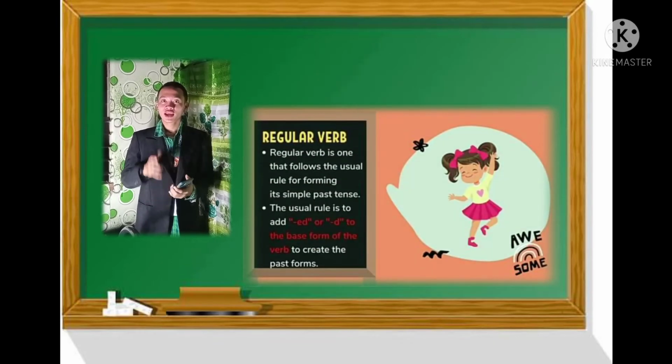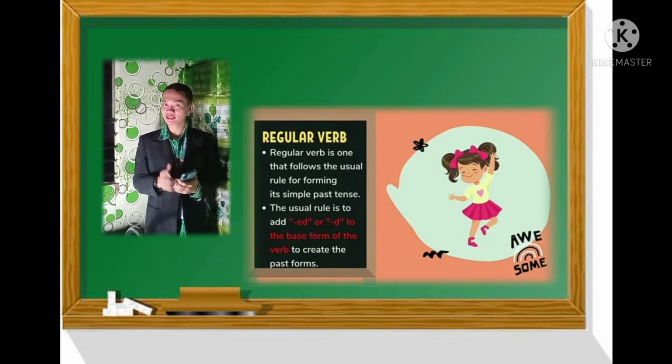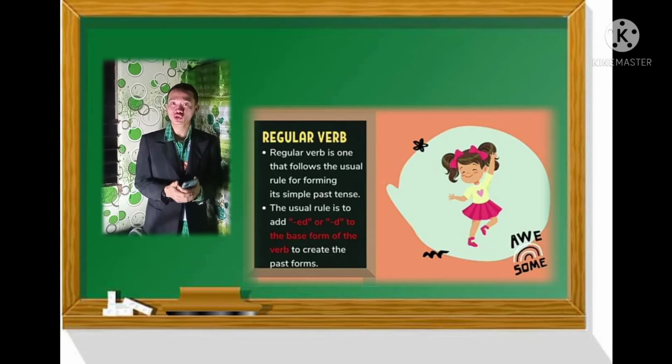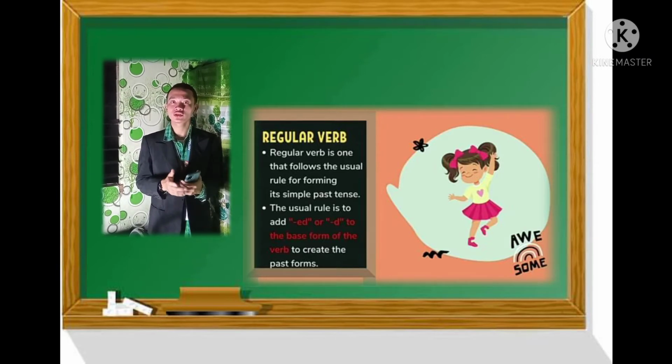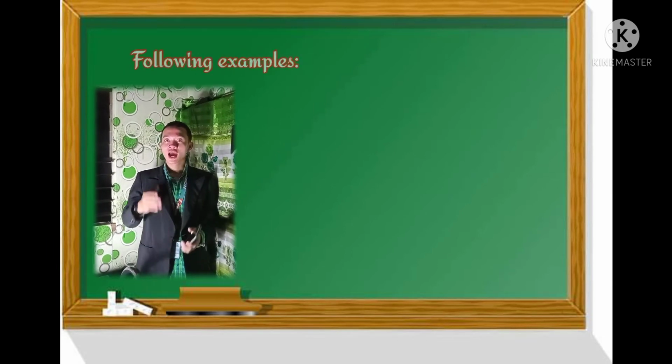Regular verb. It's one of the verbs that usually follows a rule for forming its simple past tense. The usual form is to add ed or d to the base form of the verb to create the past forms. Now, let us study these following examples.